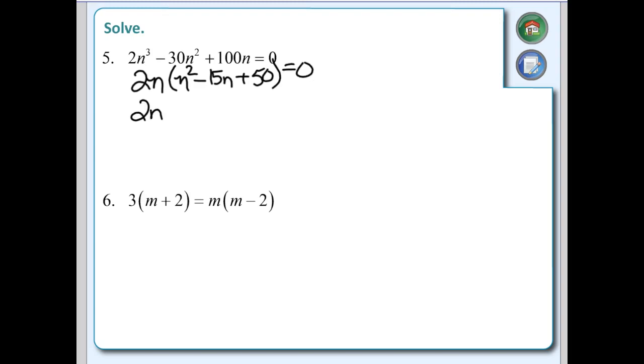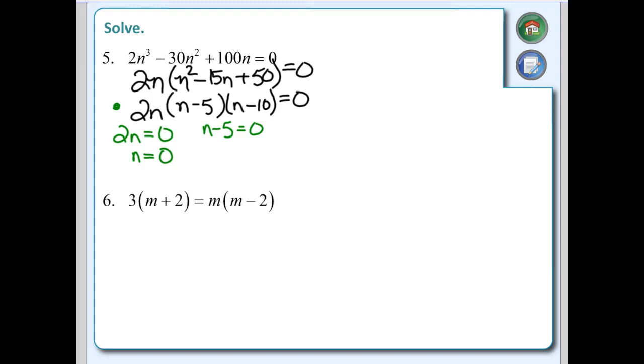Hopefully now you realize I can factor the trinomial. We're going to get n minus 5, n minus 10 equals 0. And here we are. If the whole thing equals 0, each part equals 0. So 2n equals 0. So that n's going to be 0. If n minus 5 equals 0, that second part, the n's going to be 5. And if I look at the third part, n minus 10 equals 0. So n equals 10.